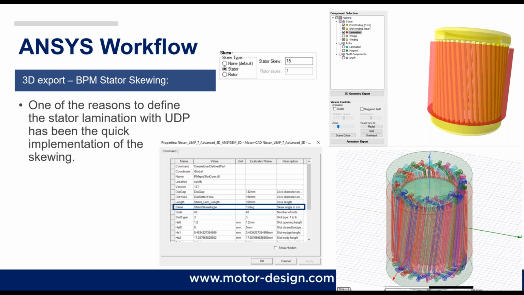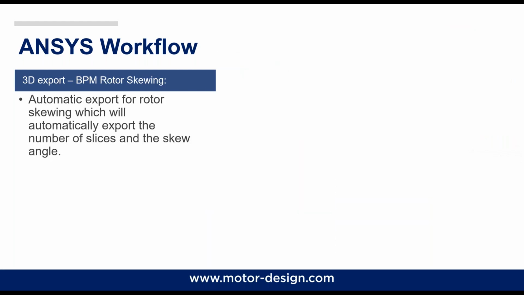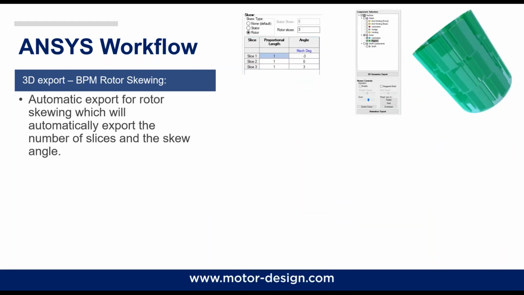For a model with the skew applied, which I mean both stator and rotor, the exported model by the script will always be the whole model without taking into account any symmetry. So now let's have a look at the step skew for the rotor lamination. As you see at the top of the slide, depending on the number of slices, MotorCAD will apply the skew angle in mechanical degrees, but this can be customized depending on the user needs.